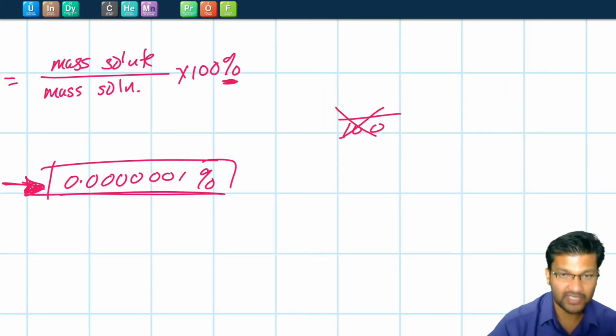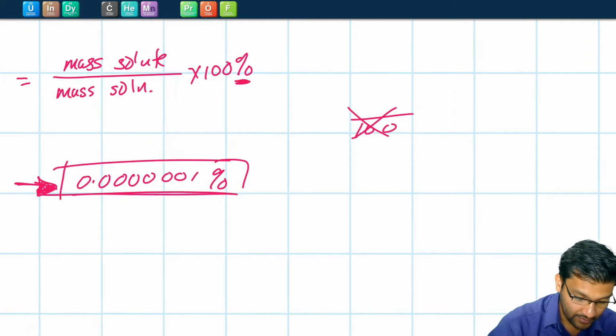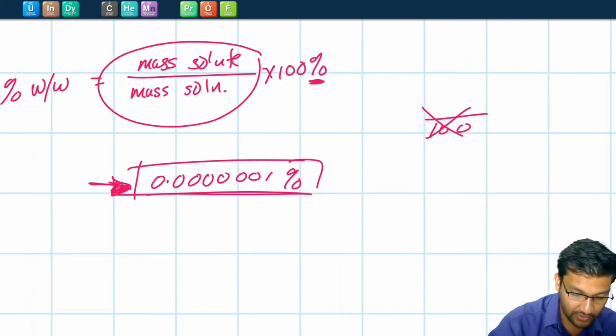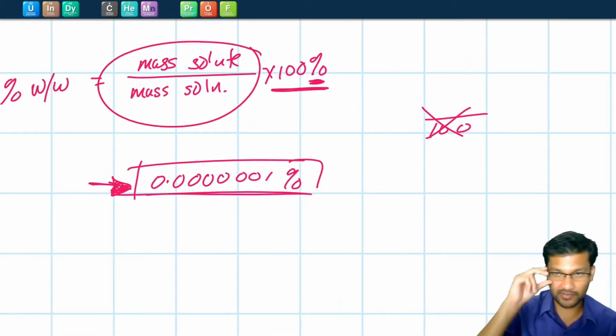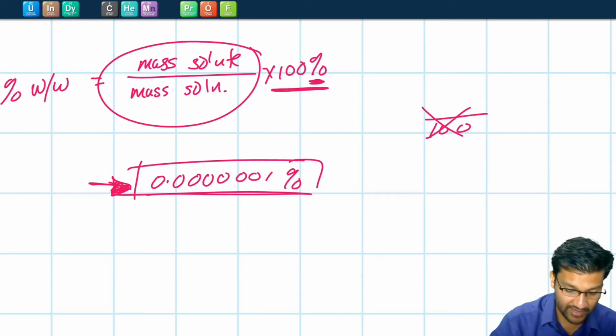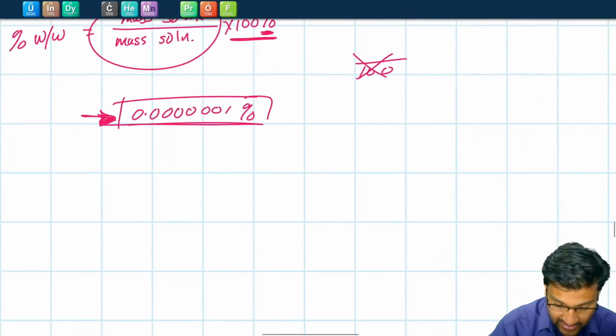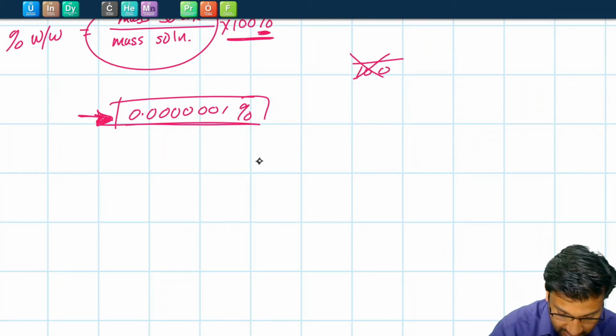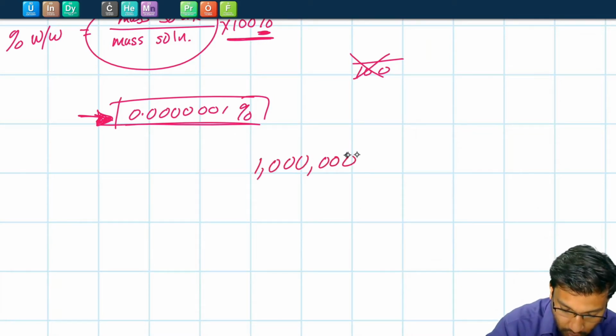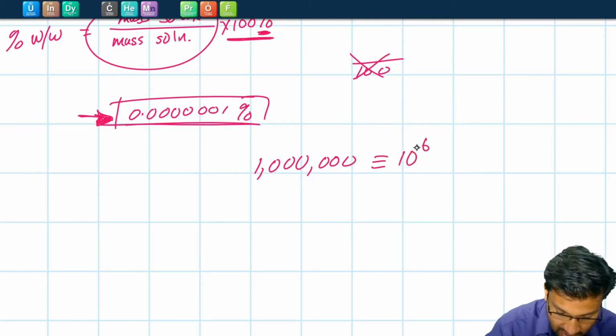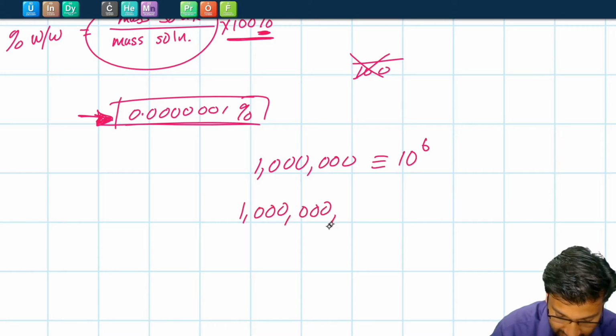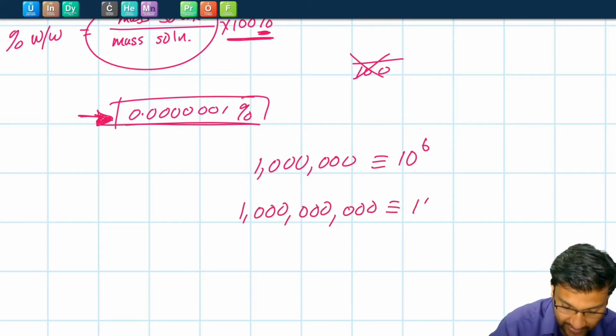We can go about expressing the mass of solute over mass of solution in other units other than just percentage, other than just dividing by 100. In fact, we can express it dividing by 1 million, that's 1,000,000, or that's the same as 10 to the 6th. And we can express it as a ratio over 1 billion. So that's 9 zeros, which is the same as 10 to the 9.